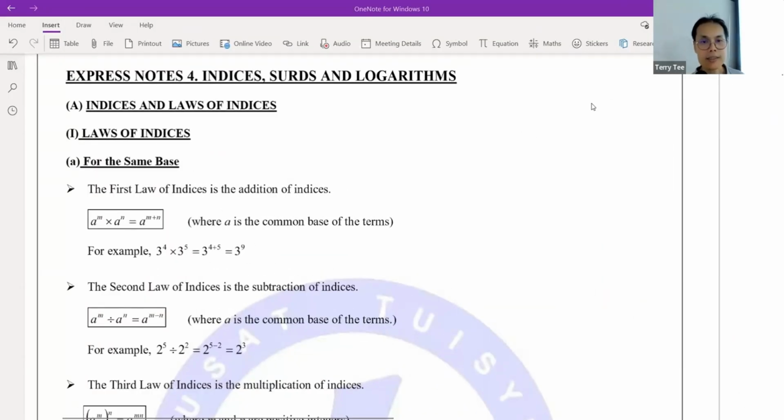In this video, we're going to focus on chapter 4.1, Indices and Laws of Indices. Let's get going. Let's look at this. Number one. I'm going to start off by going through the few formulas for indices.